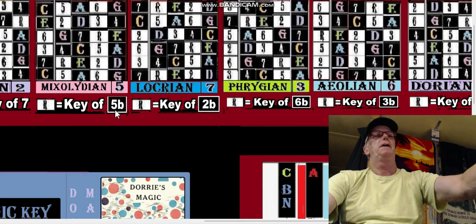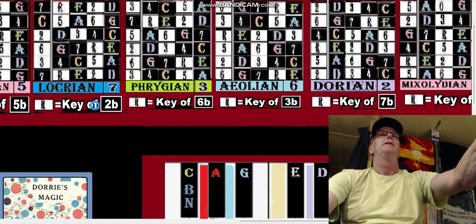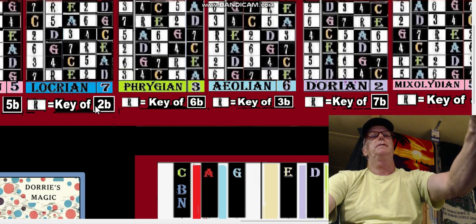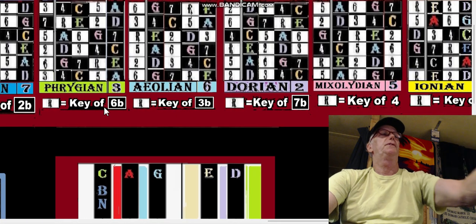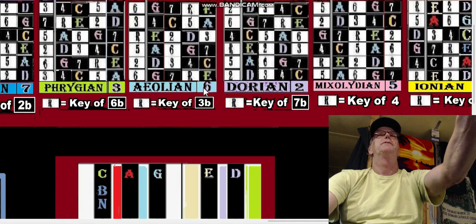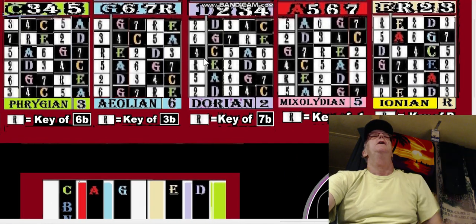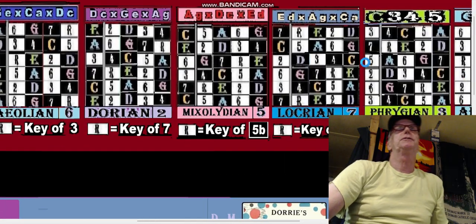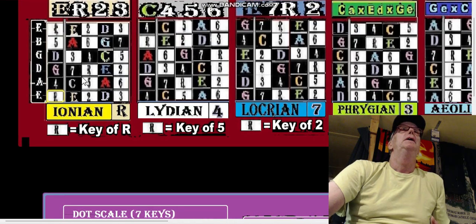5th of the 5 flat scale is the 2 flat. 5th of the 2 flat scale is the 6 flat. 5th of the 6 flat scale is the 3 flat, that kind of thing. So those go in fifths. But I didn't finish them all the way around, but let's look at the lowest playable note.